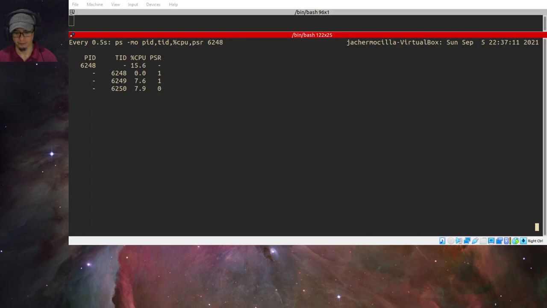this is the parent process ID, which is the main function basically. Then this is another thread, and this is another thread. And you will notice that the processor where these threads are executing is changing. This means that at some point the process will be moved from one processor to another, as you can see here.